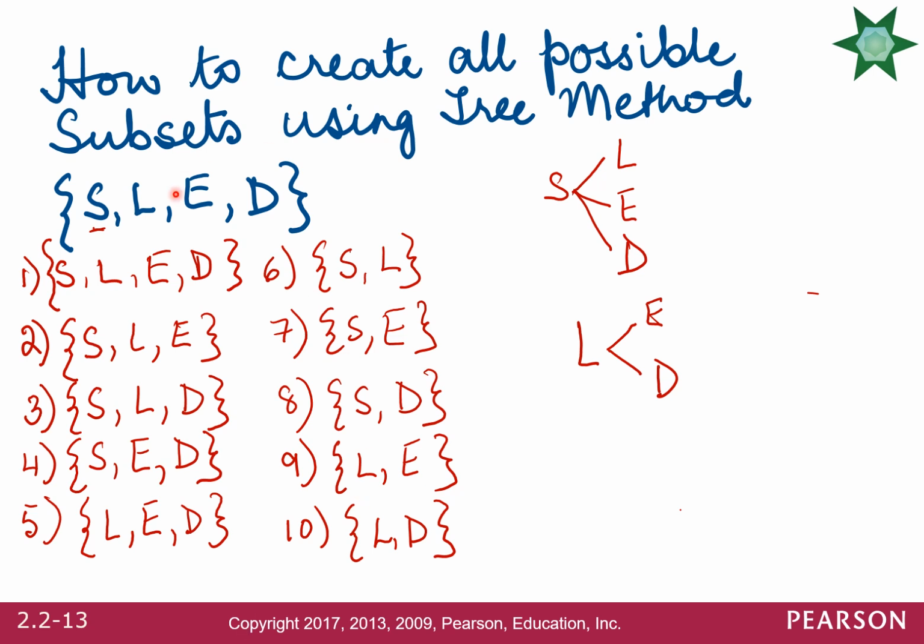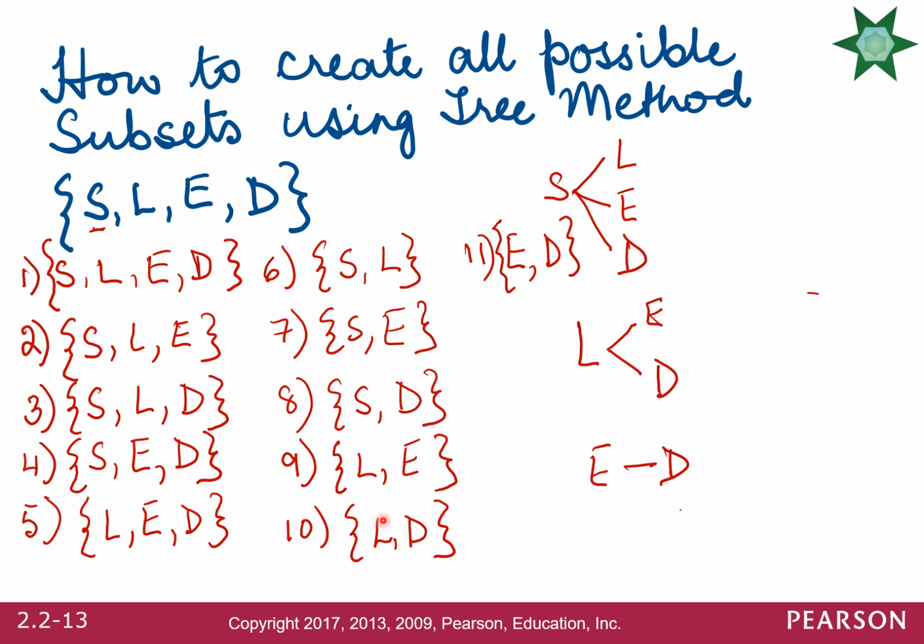Then we have to start another tree with E this time. After E, we only have a D, correct? So our 11th subset is going to be ED. Let's write that. So number 11 is ED. And we are done with all combinations with 2 elements in it.